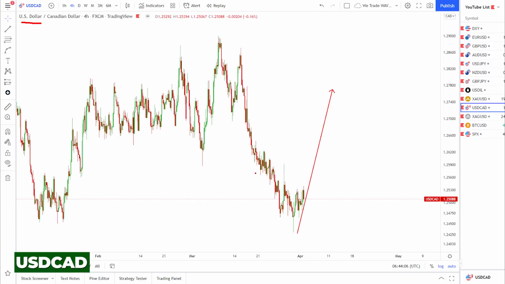Dollar CAD for this one, market dropped, and now we are looking for our buy setups. Anytime market will give us a buy setup, we will take it. We are focusing on this up wave.